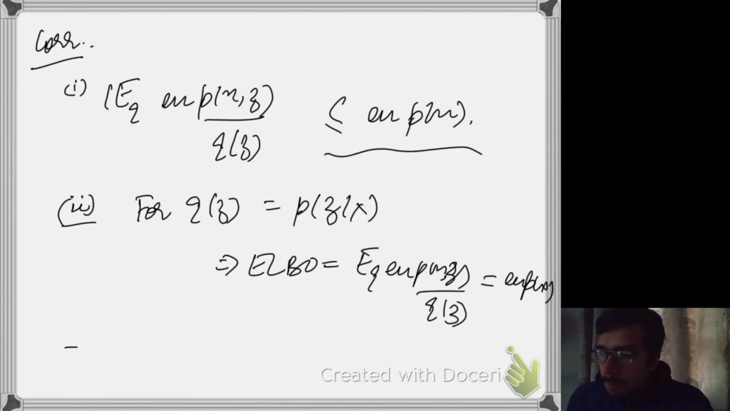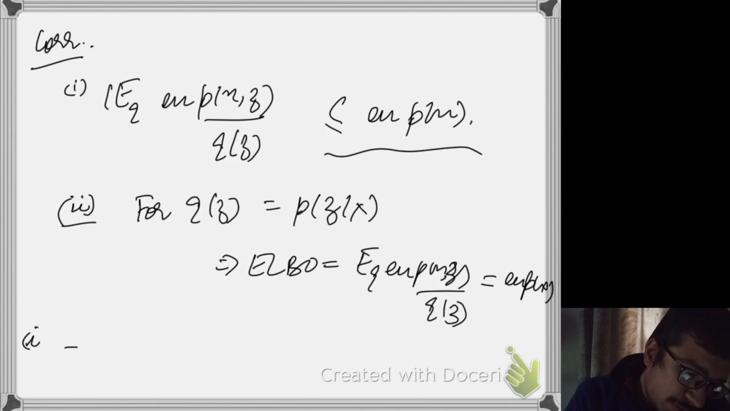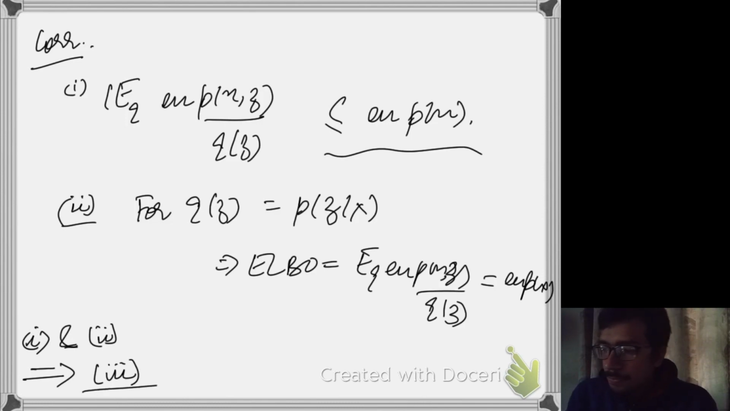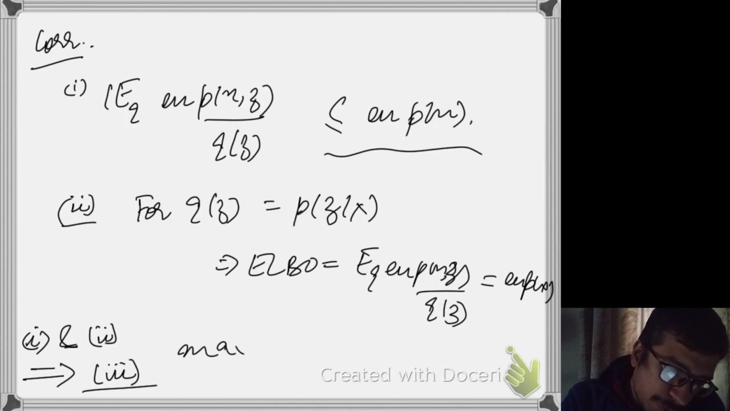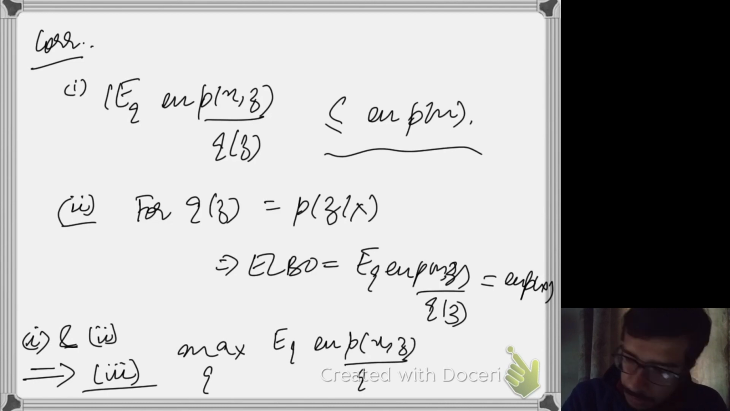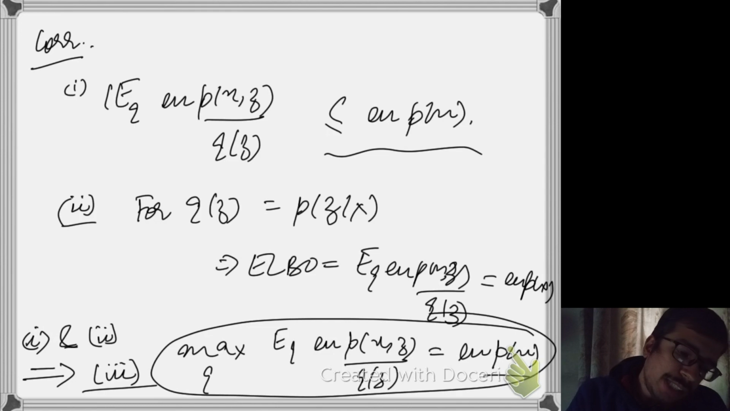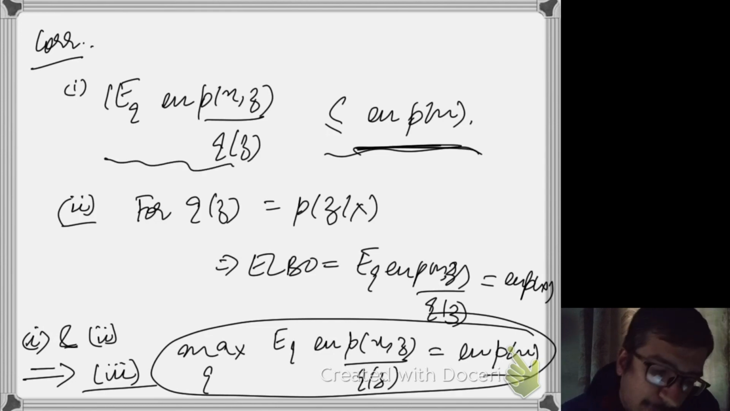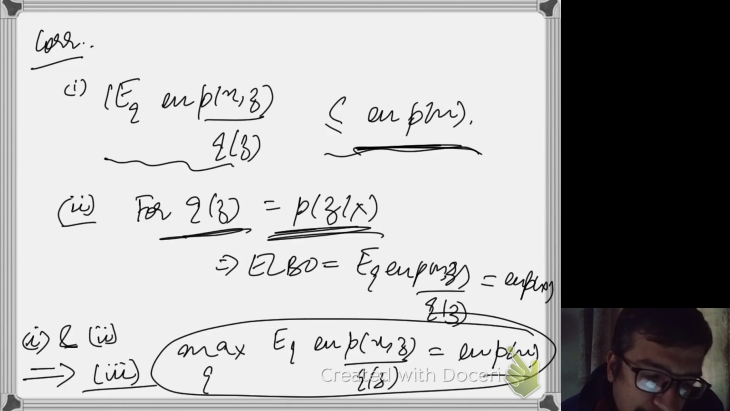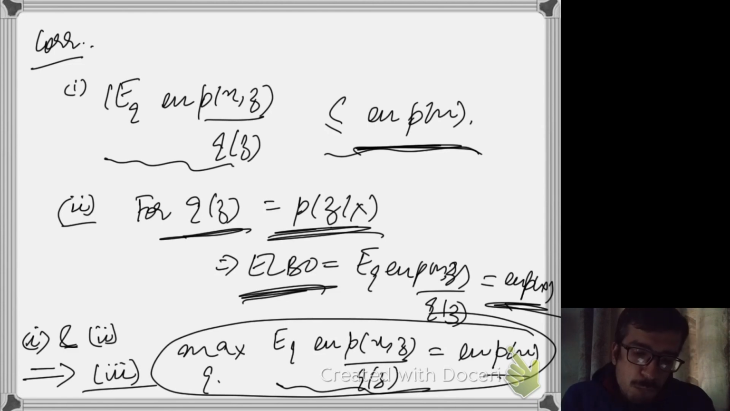Now if I put these two corollaries together, what I get is this point 3, which says that the max over all q of the expectation over q of log p(x,z) by q(z) equals log p(x). The reason is that in general, we have seen that this ELBO is always less than or equal to the log likelihood. But when q(z) and p(z given x) become equal, then ELBO equals log likelihood. So essentially, if I maximize this ELBO over all possible distributions, what I get is the log p(x) term.